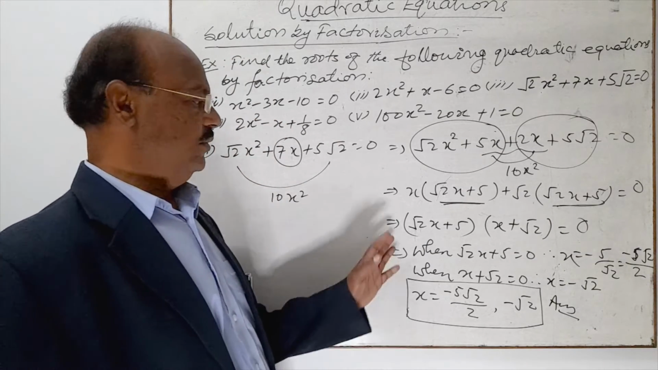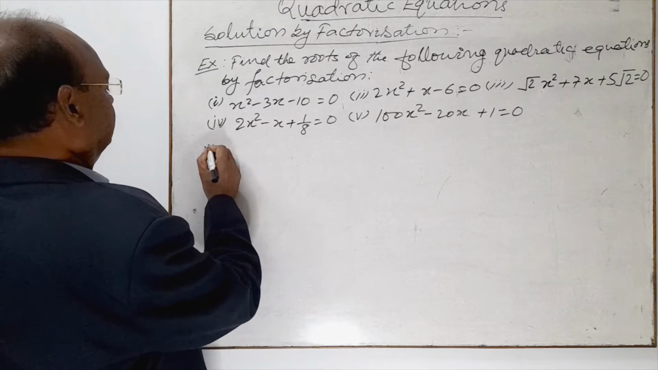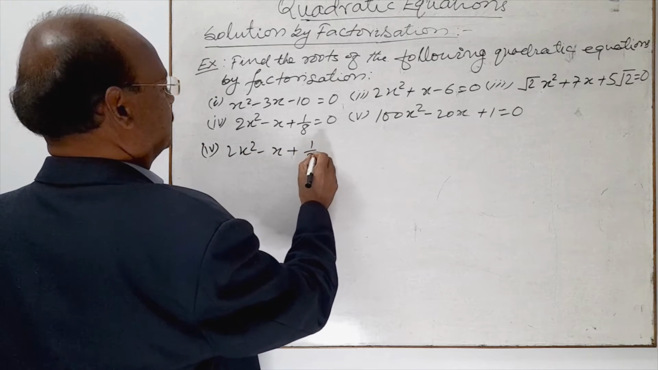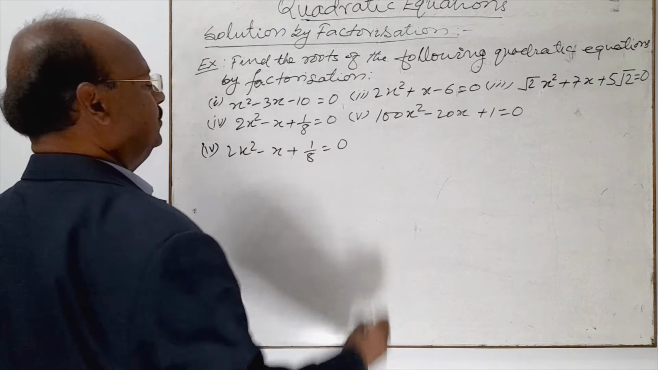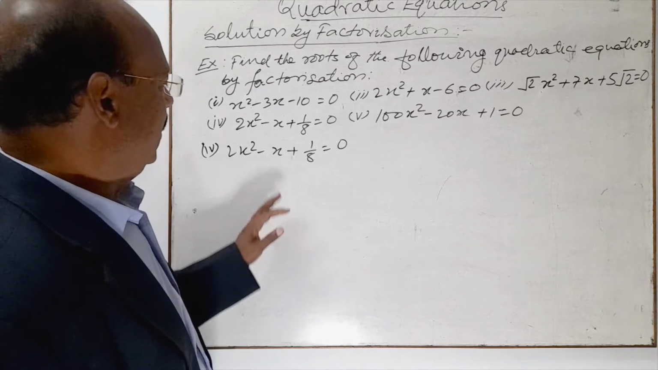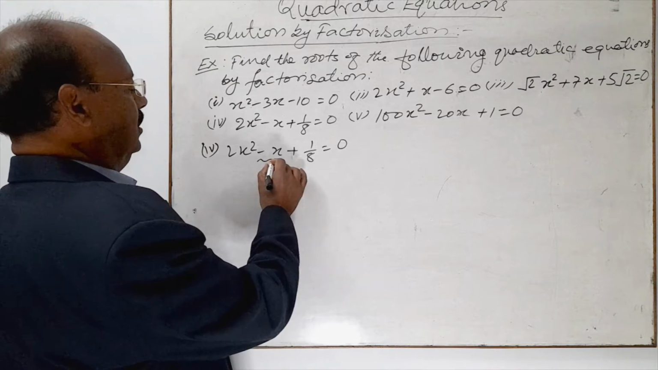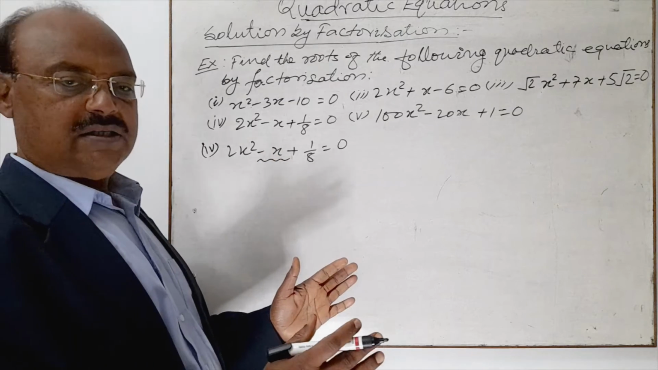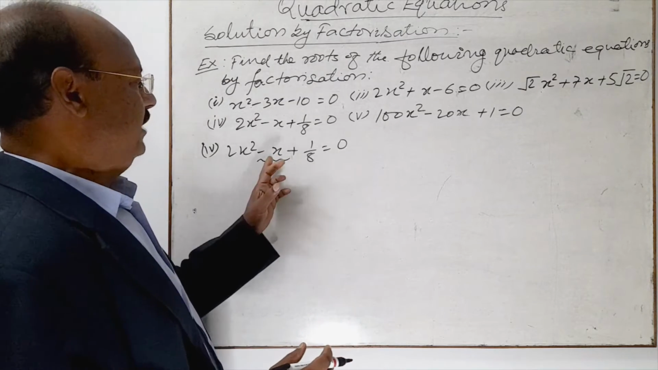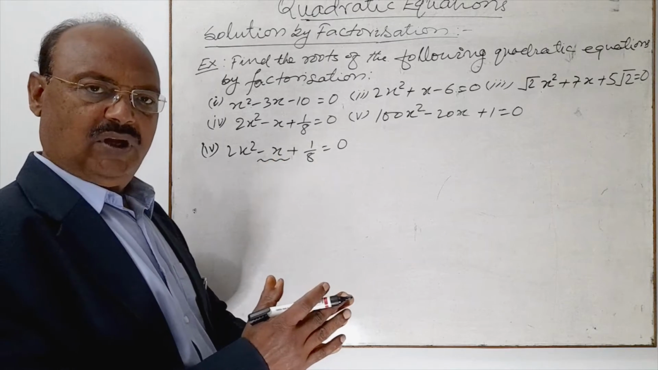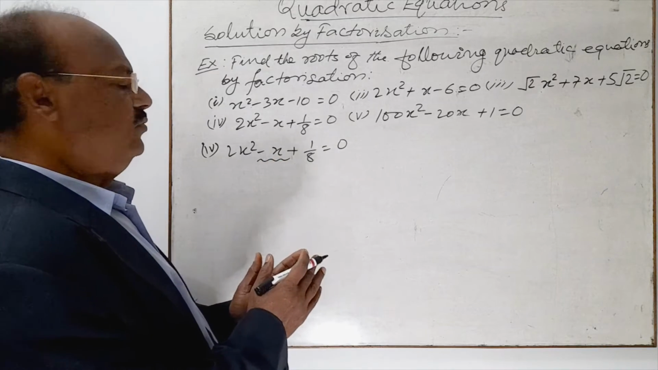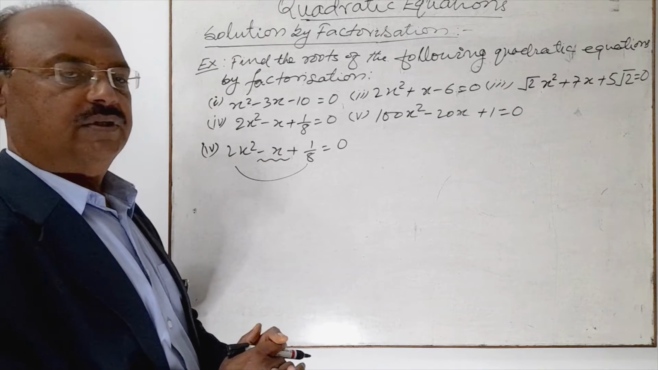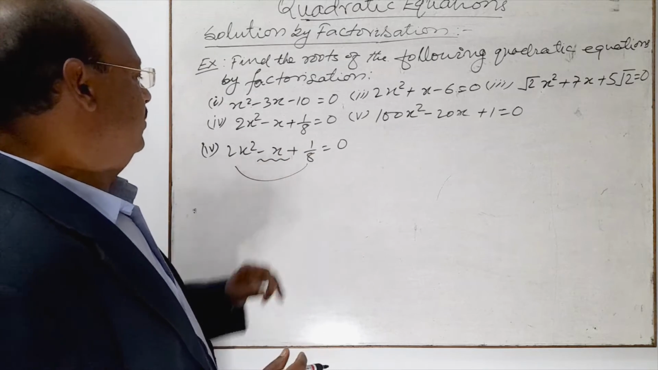Now let us see the next question. Question number 4 is 2x square minus x plus 1 by 8 is equal to 0. So here, first of all, you will break this term minus x into two parts such that the value minus x will remain the same, but the product of these two parts will be equal to the product of the first and last terms. So the product of these two terms will be how much?